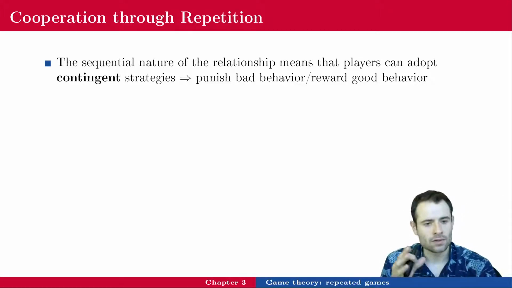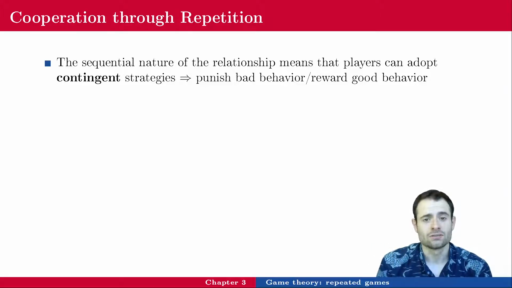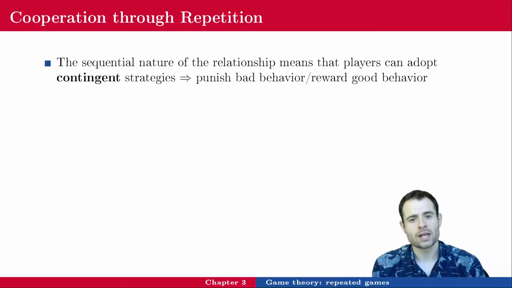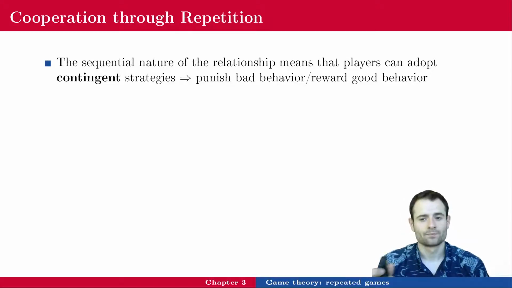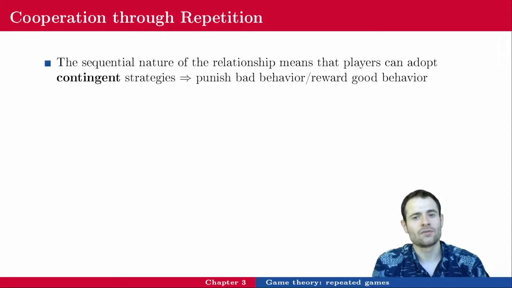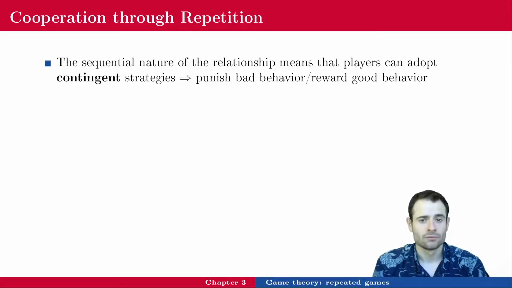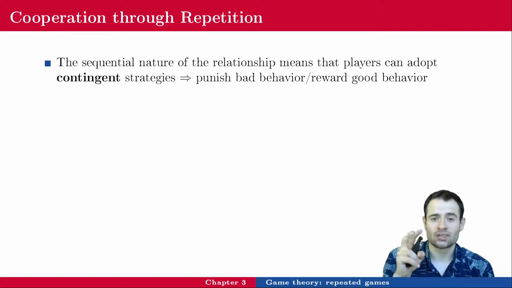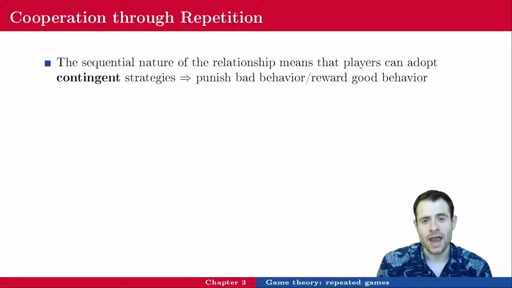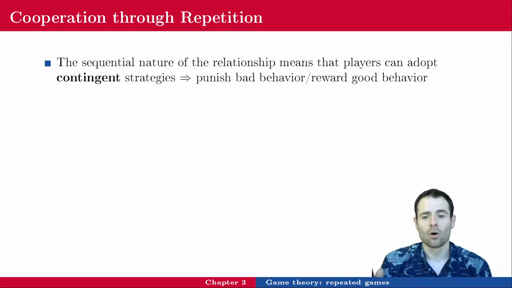So let's talk about cooperation through repetition. Because the game or the relationship is sequential, players can adopt contingent strategies. They can look at what happened in the past and play as a consequence. What they can do then is punish bad behavior. So they look at a history and they say, that player was mean before, so I can punish that by playing a strategy that will give him a low payoff. Or on the other hand, if a player was nice to you, then you can return and play nice the next period. So you can punish bad behavior, but you can also reward good behavior.